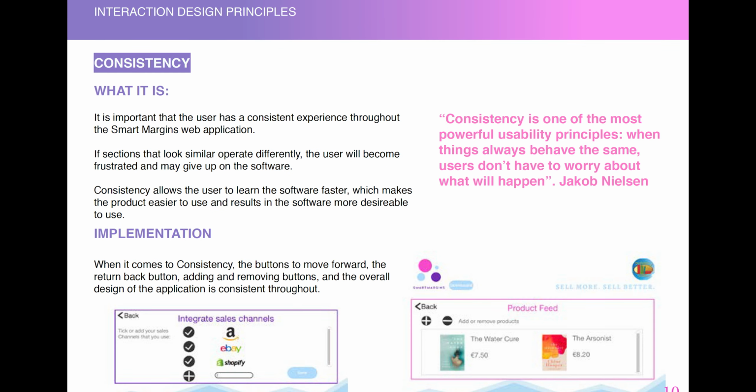Consistency. It is important that the user has a consistent experience throughout the Smart Margins web application. If sections that look similar operate differently, the user will become frustrated and may give up on the software. Consistency allows the user to learn the software faster, which makes the product easier to use and results in the software being more desirable to use.